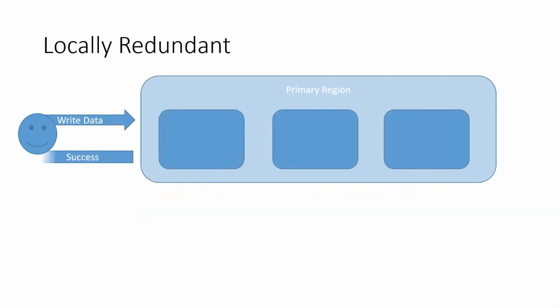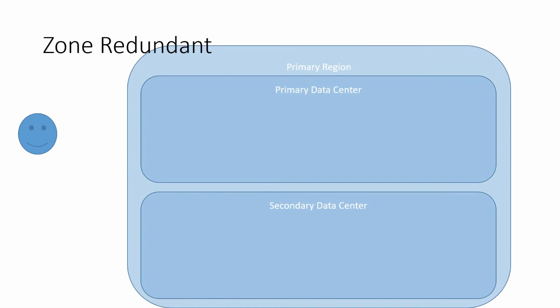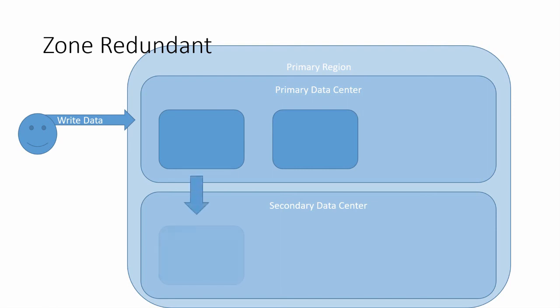Now, if we remember back on locally redundant, three copies of our data were written into the primary region. There's sort of a variation on that called zone redundant. And with zone redundant, we still get three copies of our data written to the same region. However, most regions have multiple data centers. So one of those copies may be written to a secondary data center, which can be hundreds of miles away from the first data center.